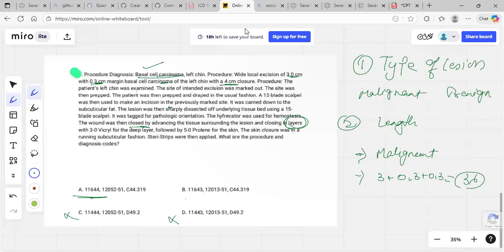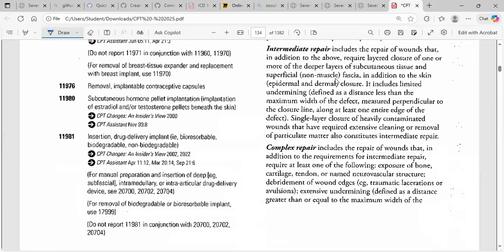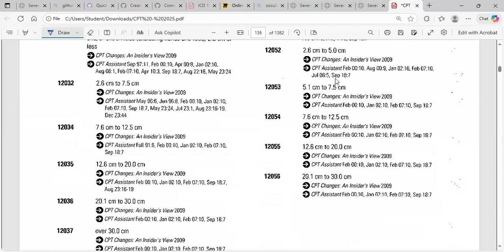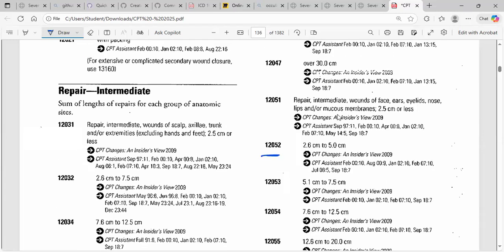So the difference between option A and B is code 12013 and 12052. Now let's see the difference between these two codes. So we have to pull these two codes here, 12052 and 12013. 12052 is a repair of intermediate wounds. Intermediate wounds are layers. When the wound has been closed in layers, more than one layer has been closed, then we are going to call it an intermediate.